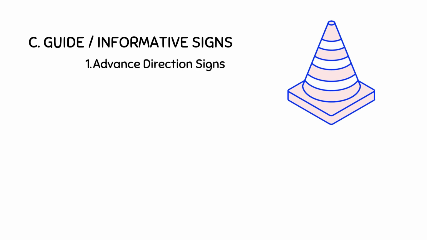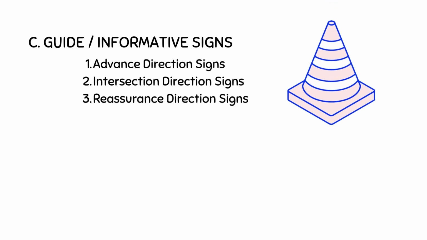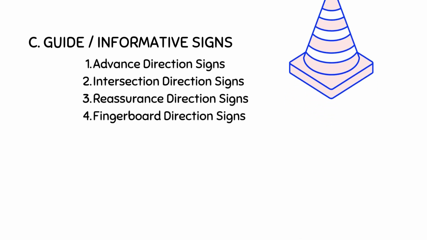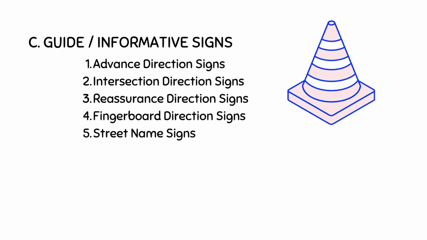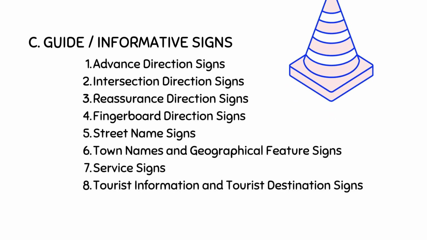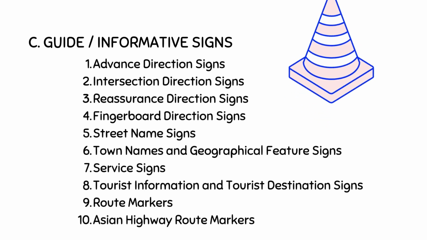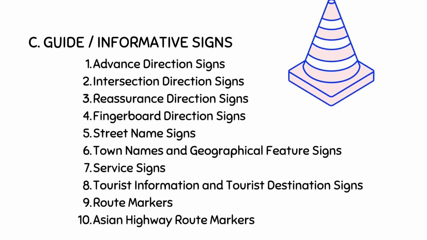1. Advance direction signs. 2. Intersection direction signs. 3. Reassurance direction signs. 4. Fingerboard direction signs. 5. Street name signs. 6. Town names and geographical feature signs. 7. Service signs. 8. Tourist information and tourist destination signs. 9. Route markers. 10. Asian highway route markers.